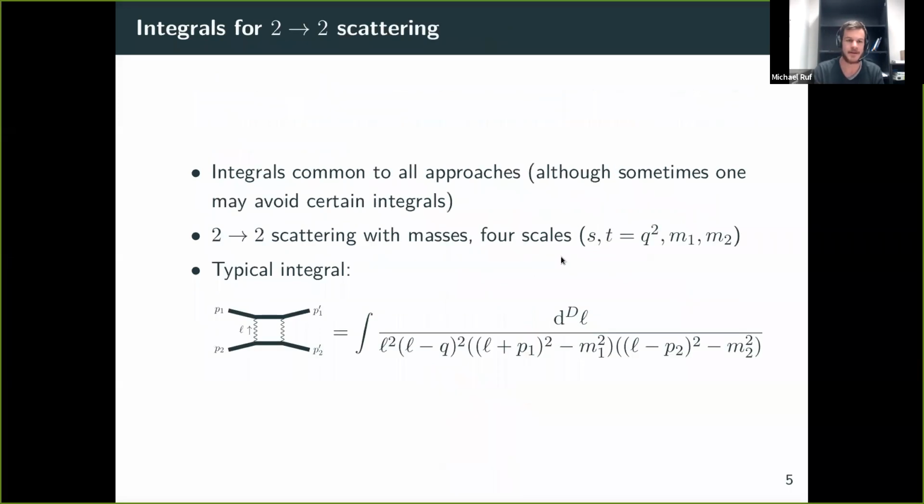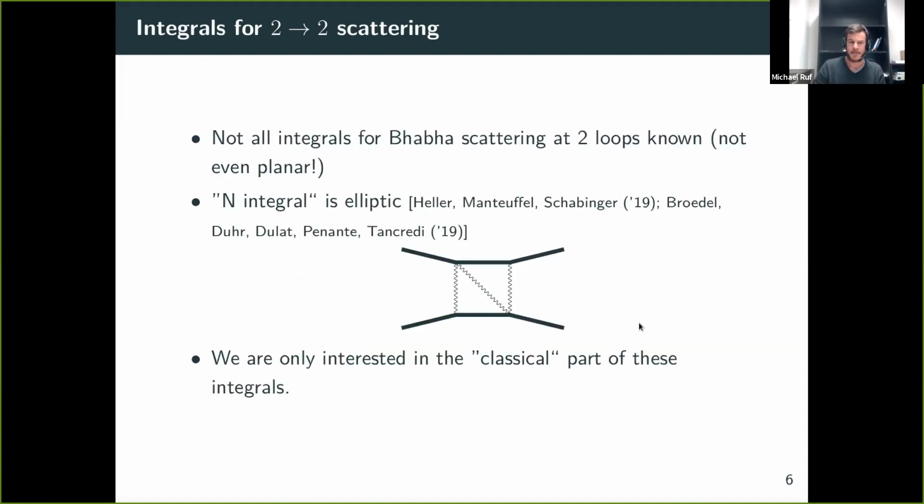So how do the integrals look? As I said, the integrals are the complicated bit, or one of the complicated bits here. The integrals are common to all approaches. In some approaches, you may avoid some of them. We are looking at 2-to-2 scattering with masses, so we have four scales in the problem. And a typical integral looks like this box integral here.